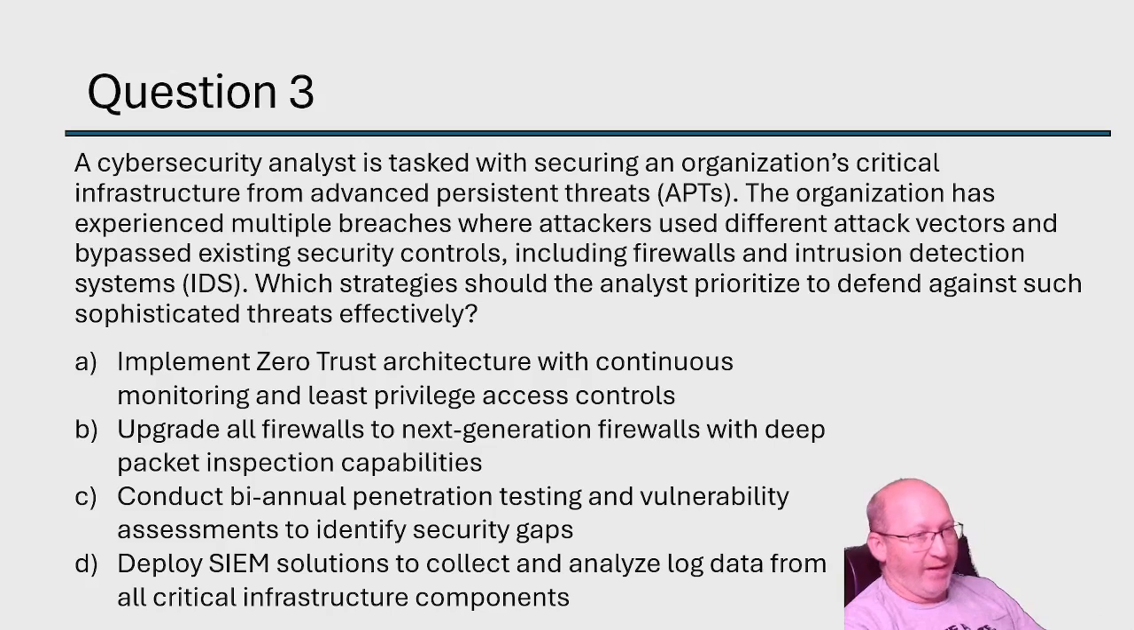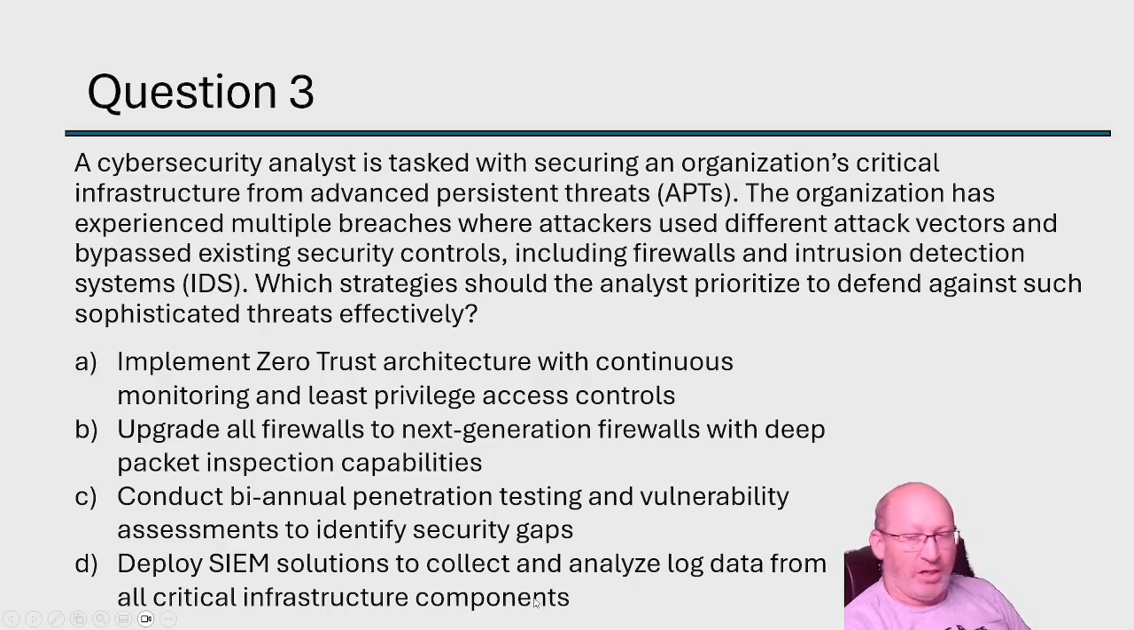Why is it A and not D? Well, when we implement a zero trust architecture, that means we're not trusting people in our network. We're not trusting people outside of our network. We're continuously monitoring, and we're doing least privilege across the board. If you look at D, while it's a good answer, the problem is this right here. Analyze log data from all critical infrastructure components. It's only doing critical infrastructure components. It's not doing all the system points.